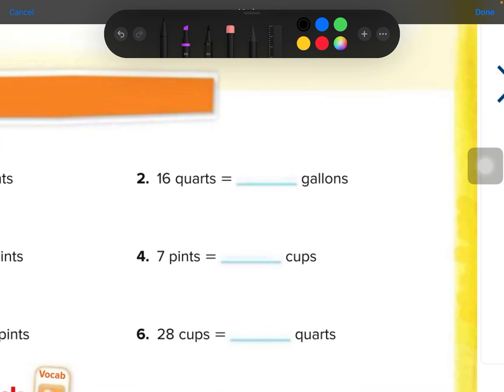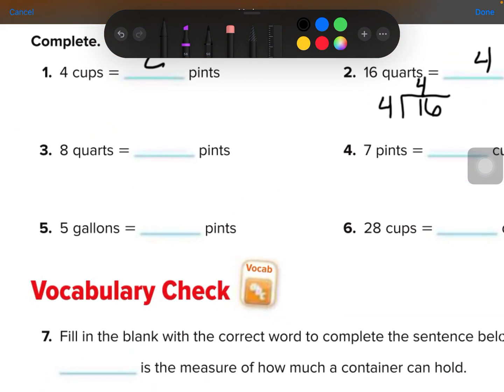Number 2, 16 quarts equal how many gallons? I know that there are 4 quarts for 1 gallon, and I have 16 quarts I have to organize. So 4 will go into 16 4 times. So I know that's going to be 4 gallons.